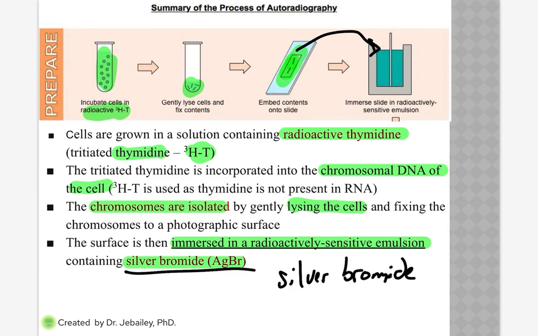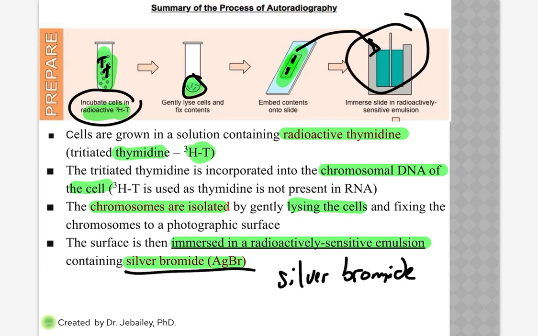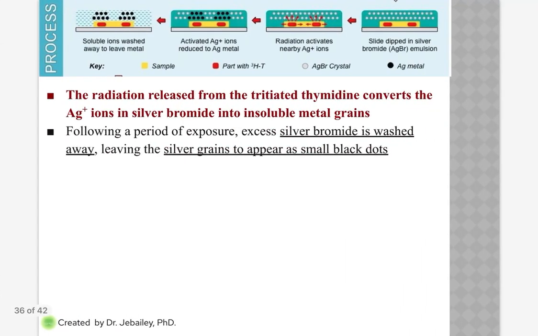So once again, just the beginning of the process. First, you put the radioactive T inside here. The cells took those T and put them into the chromosome. Then you open the cell and the nucleus, and you got the chromosomes inside the nucleus. Then you put all those nuclei on a slide. You separate them all. Remember that these chromosomes have T now, highlighted T. Then you put them inside this bucket, and inside the bucket there is a liquid that is made of silver bromide. Now, here's the most important thing.